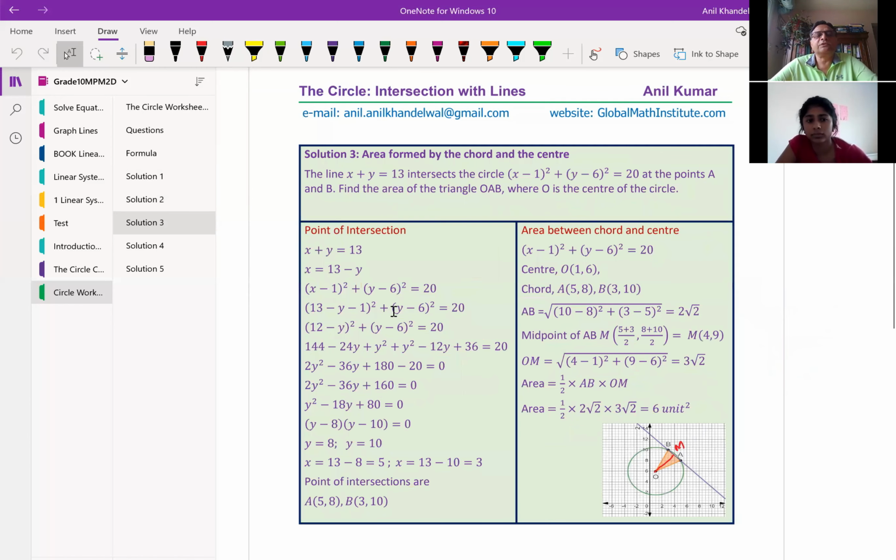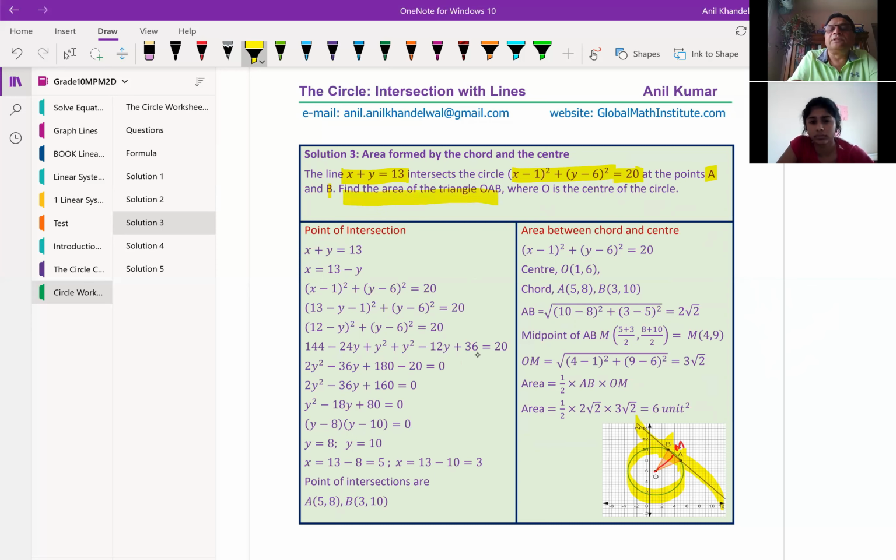Question number 3. Here is the solution. The line x plus y equals 13 intersects this particular circle at the points A and B. So at 2 points, A and B. So as shown here, these are the 2 points A and B where the line intersects the circle, correct? So that is the diagram for you.